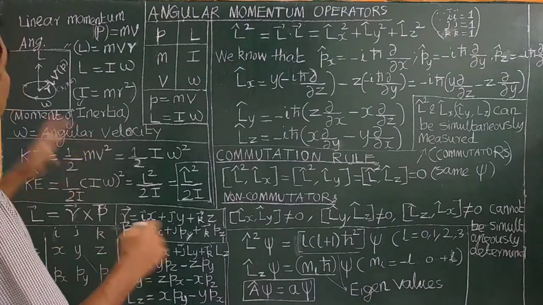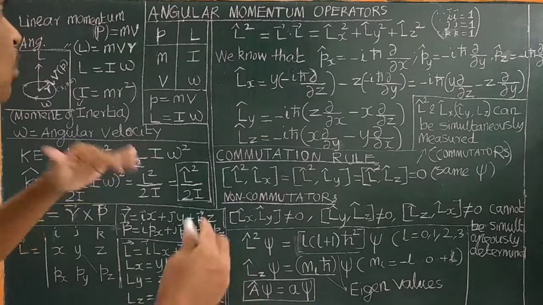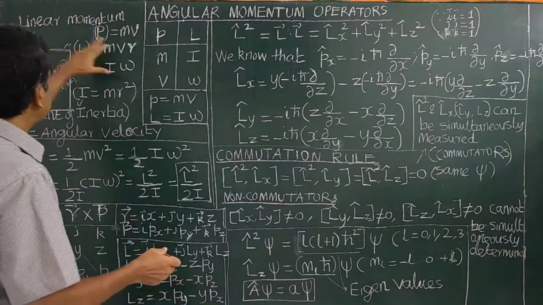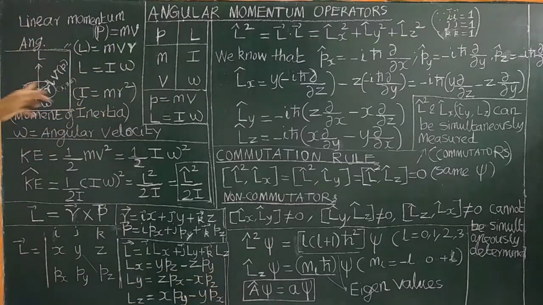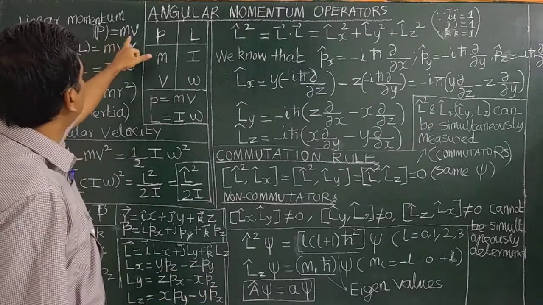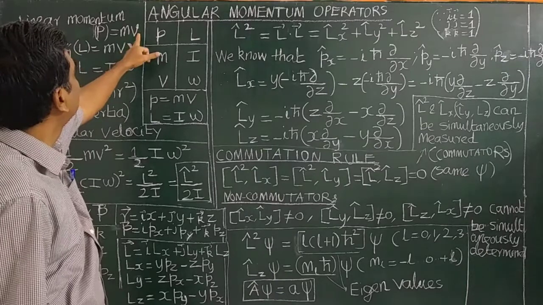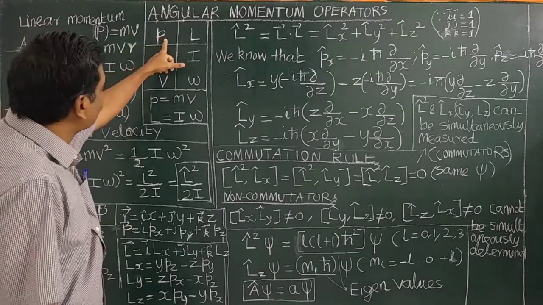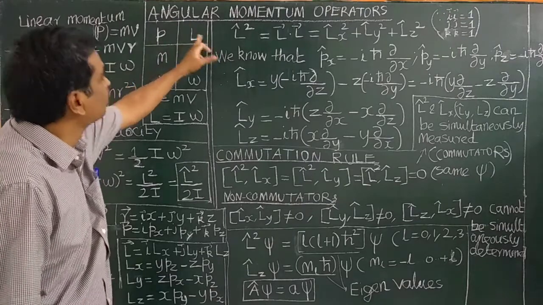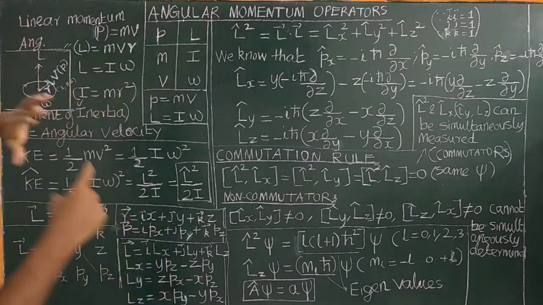For example, there are two types of momentum. You have studied momentum, and there are two types. Linear momentum, which we know from classical physics, is equal to the mass of the particle times the velocity of the particle. So this is the linear momentum and this is the angular momentum.